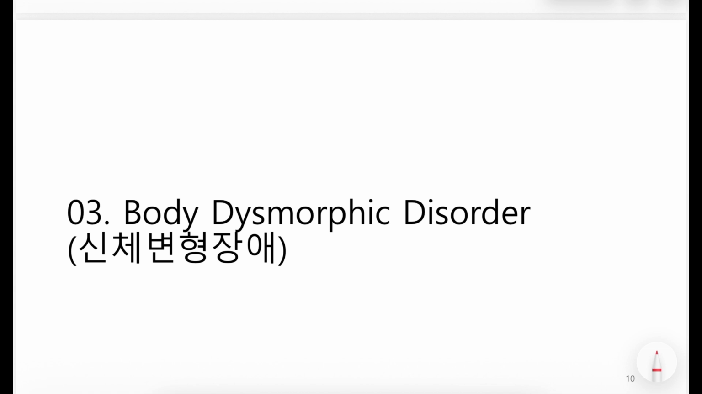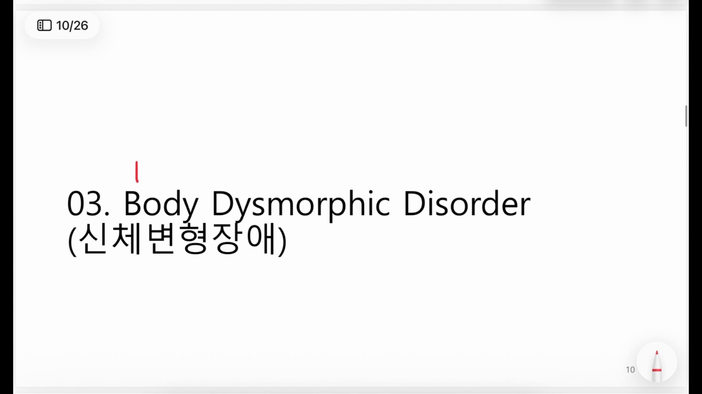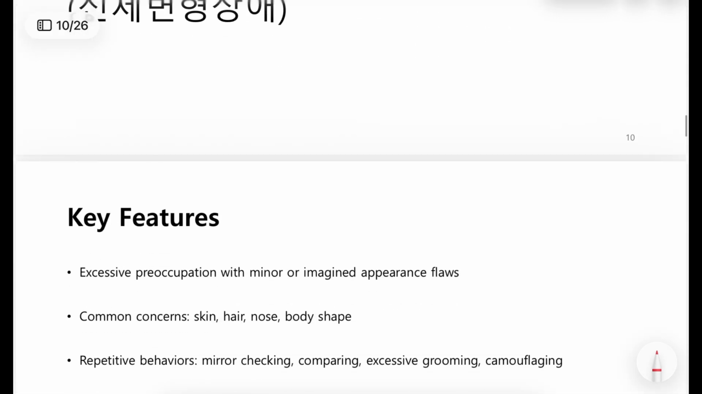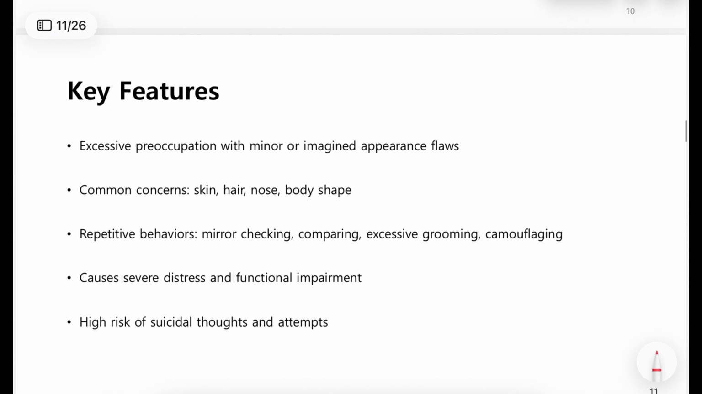Now let's move on to body dysmorphic disorder, or BDD. In Korea, this is called 신체 변형 장애. Let's take a closer look at the key features of BDD.